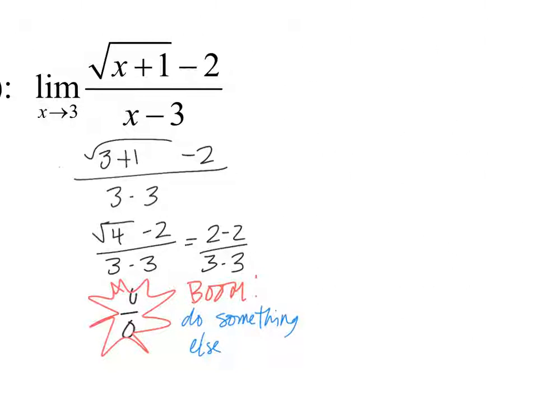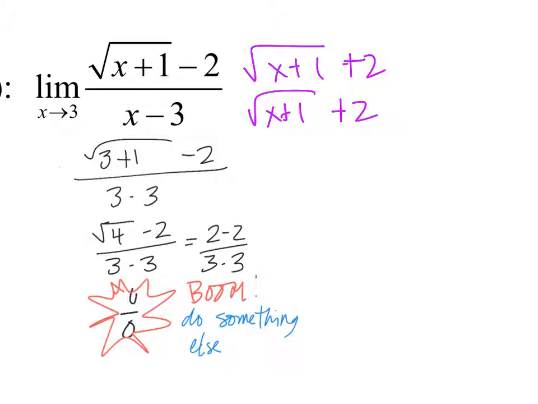Okay, so what if we try and rationalize the numerator? The way we can rationalize the numerator is by multiplying this by the square root of x plus 1 plus 2. So multiply the top and bottom by the square root of x plus 1 plus 2.